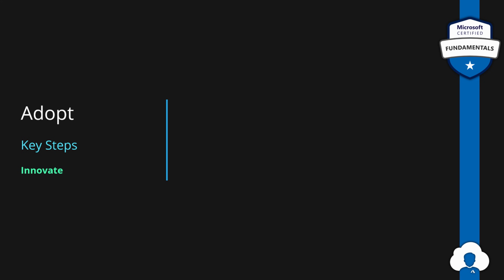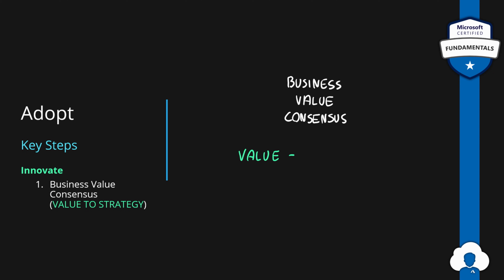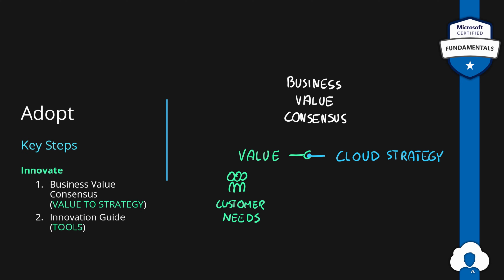In the innovation part of the adoption process, you want to make a so-called business value consensus. So it's a decision that you need to make on a technical solution and identify a hypothetical customer need and map it to a business value that you can provide by building this solution. And then match and map that value to your cloud strategy. Once you map this value to a strategy, the next part is the innovation guide.